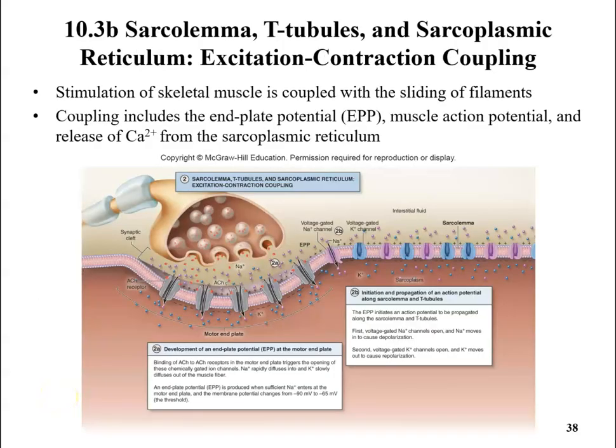Okay, so excitation-contraction coupling. This is where stimulation of the skeletal muscle is coupled with the sliding of the filaments. Excitation-contraction coupling is going to include the change in membrane potential that occurs here at the end plate, the motor end plate. The action potential, or the impulse that travels from that change in potential, travels down the sarcolemma, and then all the way to the release of calcium from the sarcoplasmic reticulum.